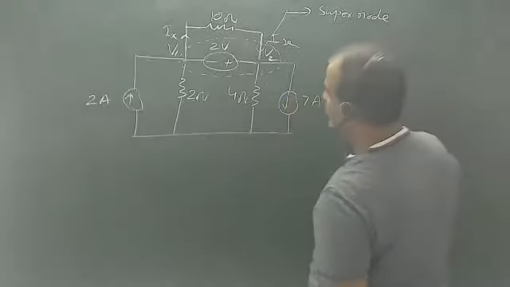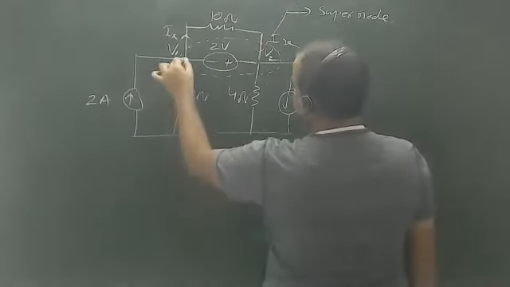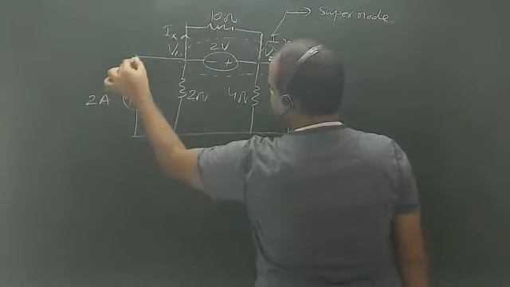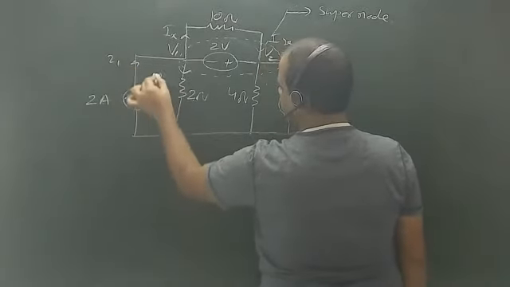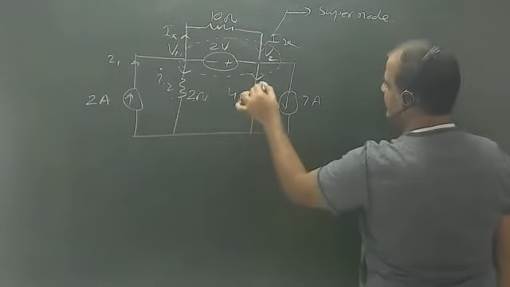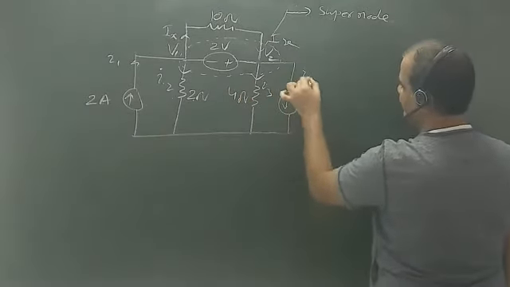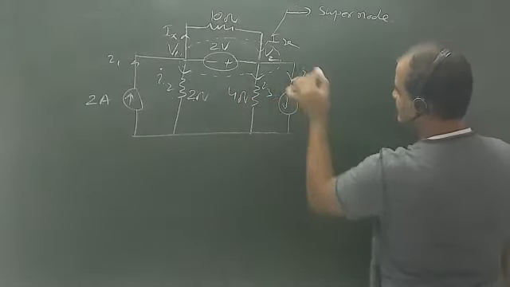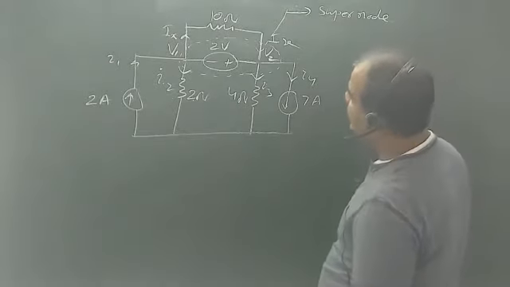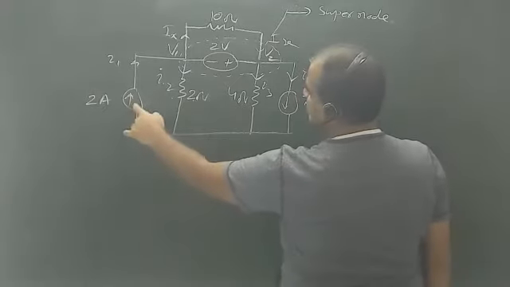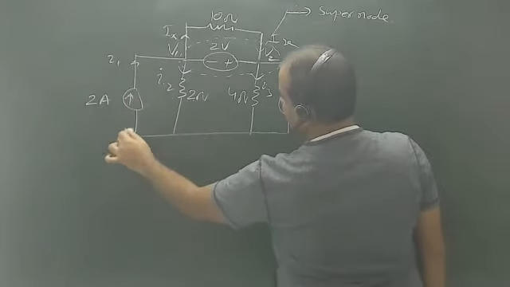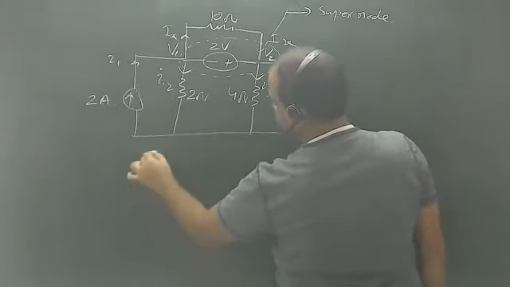Okay, now say this is I1, say this is I2, say this is I3, say this is I4. Okay, yes, this is also outgoing. Now you can write the KCL equations. Okay, so this is incoming current. Okay, this is incoming. So I1 is incoming.